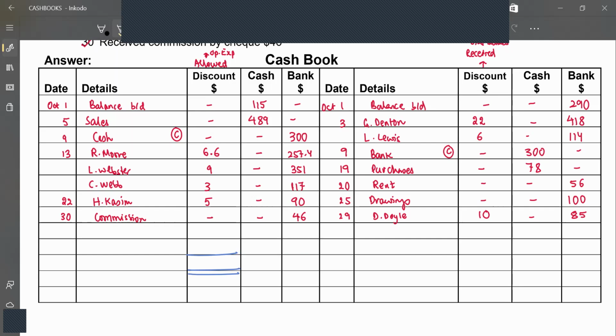So you make lines and you make a double line. A double line is important, so you will be awarded marks for your format. Please make sure at the end of the cash book you draw a double line. Okay. Then you will first total the discounts column.